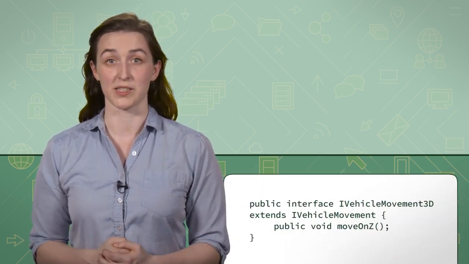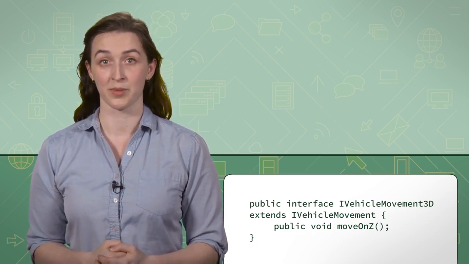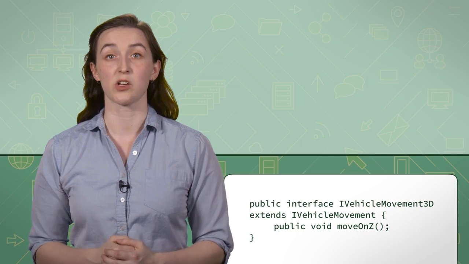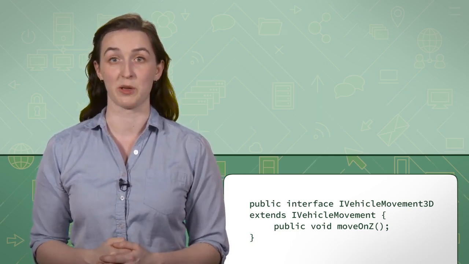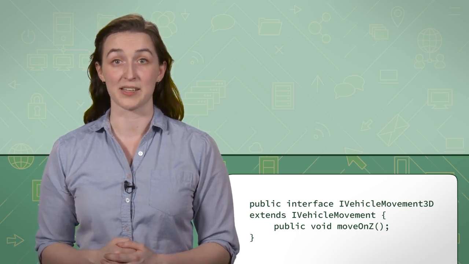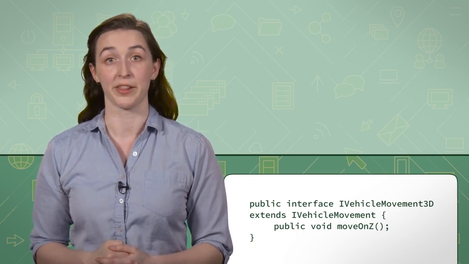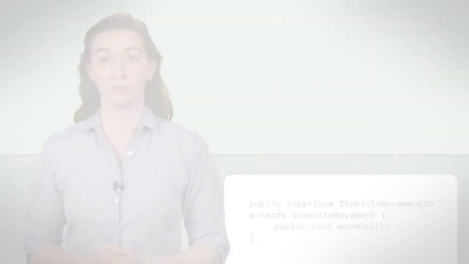So what do? We can create a second interface that will inherit from our first one. Now we can use the iVehicleMovement 3D interface for all vehicles that have three-dimensional movement, without having to add the z-axis movement to the interface used by the on-land and on-water vehicles.